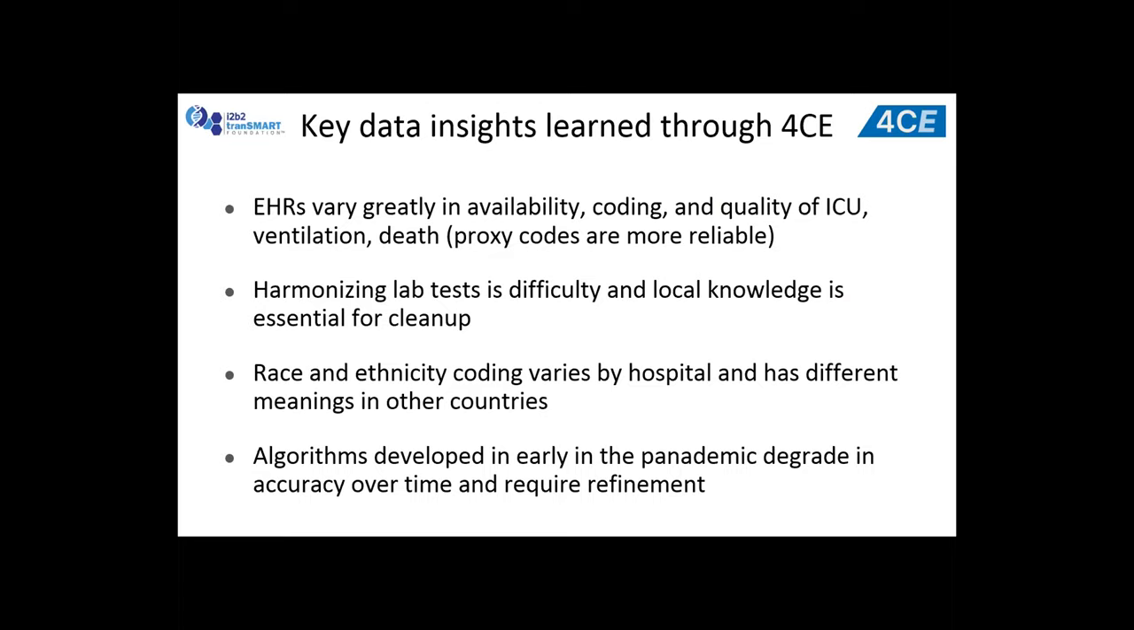Some key insights that we've learned through this method are as follows. We saw that EHRs vary greatly in availability, coding, and quality of ICU, ventilation, and death. Jeff will talk a lot more about this, but a lot of the initial endpoints that we were looking at, ICU or death, are coded in very inconsistent ways across the sites, and a lot of institutions don't even have this available. It's embedded in notes or in separate systems from the main EHR. So we developed a set of proxy codes, things like diagnoses and laboratory tests, which are more easily available within our sites and more consistently coded across sites, that can get us the same kind of information.